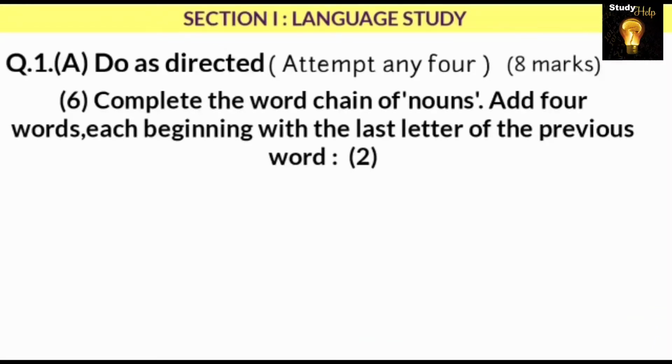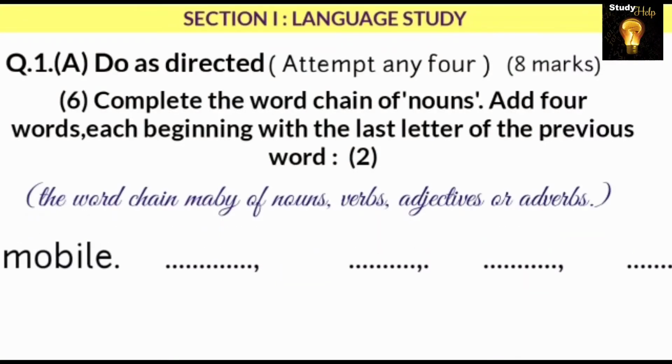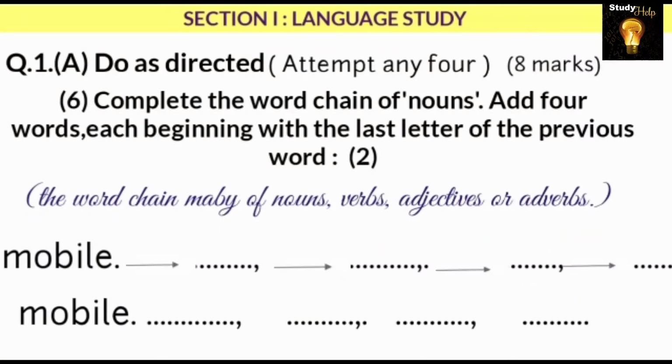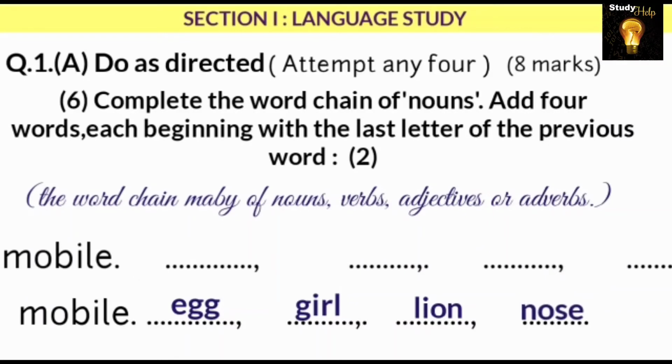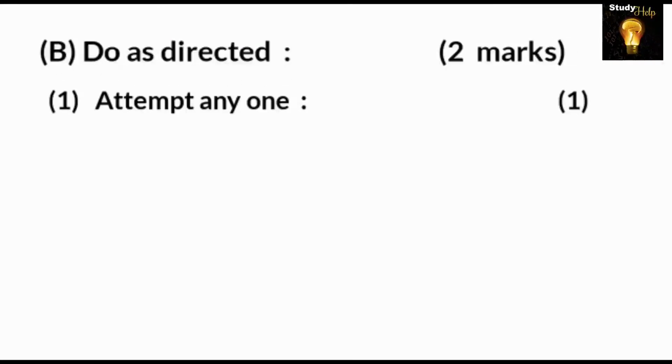Sixth activity, complete the word chain of nouns, adjectives. Perhaps there may be word chain of verbs. Here is the noun, verb, noun word chain given there, mobile, and you can get 2 marks for that if you have written correct word chain. While writing word chain, remember the previous word's last letter should be started for the new word.